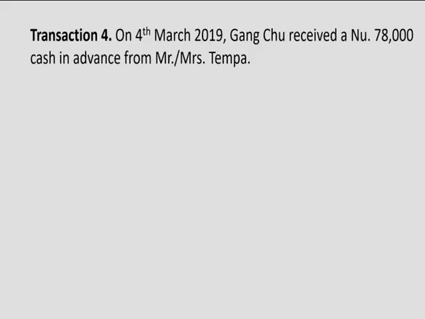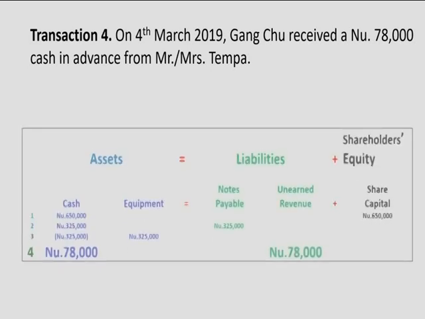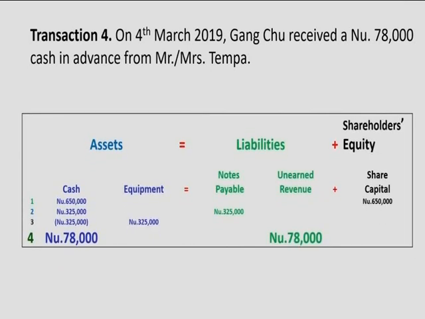Let's have another transaction. Transaction number 4. 4th March 2019. Gangchu received 78,000 cash in advance from Mr. and Mrs. Tempa. Again, this has an economic effect. This transaction has an effect on the accounting equation. So therefore, it has to be recorded in the books of accounts. So see how this is being recorded in the accounting equation.